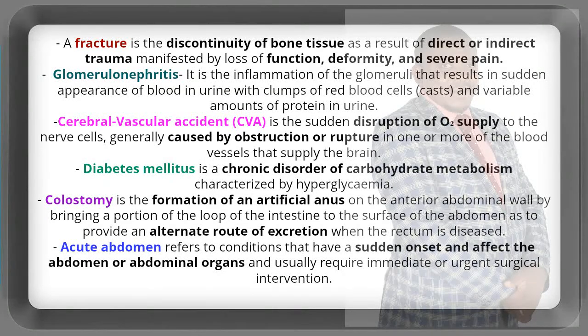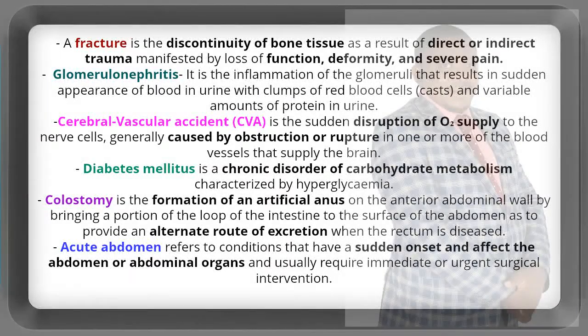Then let's try to define colostomy here. Colostomy is the formation of an artificial anus on the anterior abdominal wall by bringing a portion of the loop of the intestine to the surface of the abdomen so as to provide an alternate route of excretion when the rectum is diseased. Okay, so that is the definition of colostomy.